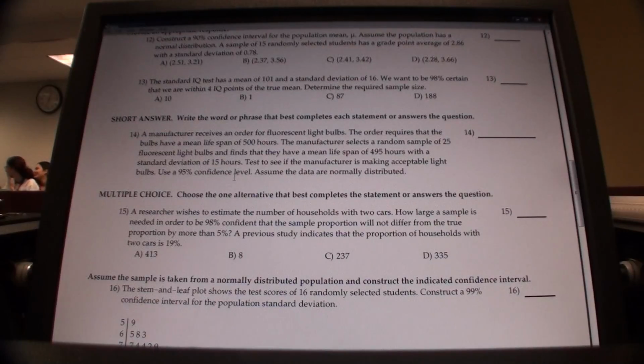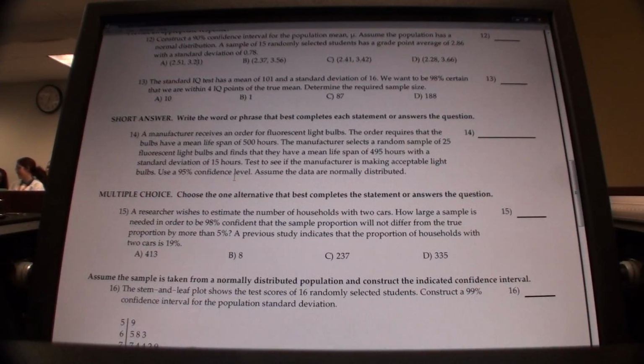Number 14, a manufacturer received an order to buy bulbs. The order required that the bulb has a life of 500 hours. The manufacturer selected a random sample of 25, and found a mean life of 495. That's the mean. Standard deviation 15 hours. Test to see if the manufacturer is making an acceptable light bulb using a 95 confidence level, assuming they are normally distributed. So suppose he asked for 500 hours.